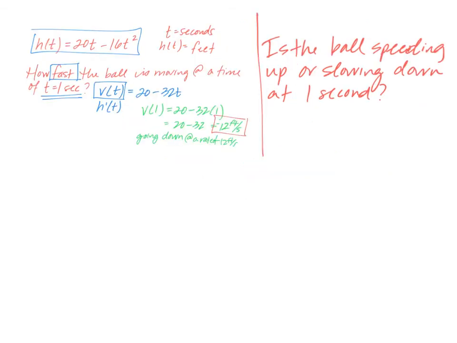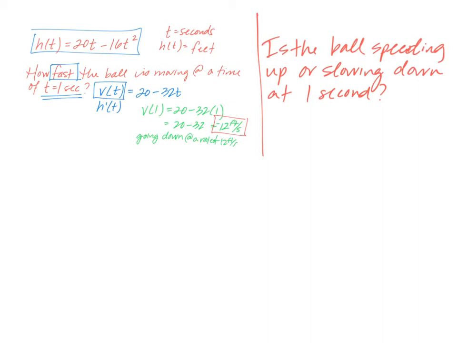Let's say the next question asks us to figure out if the ball is speeding up or slowing down at that same time. Now, looking at velocity alone is not enough to determine whether or not it's speeding up or slowing down. In order to be able to tell this, we've got a couple of options. One, we could look at the velocity directly before 1 second and directly after.